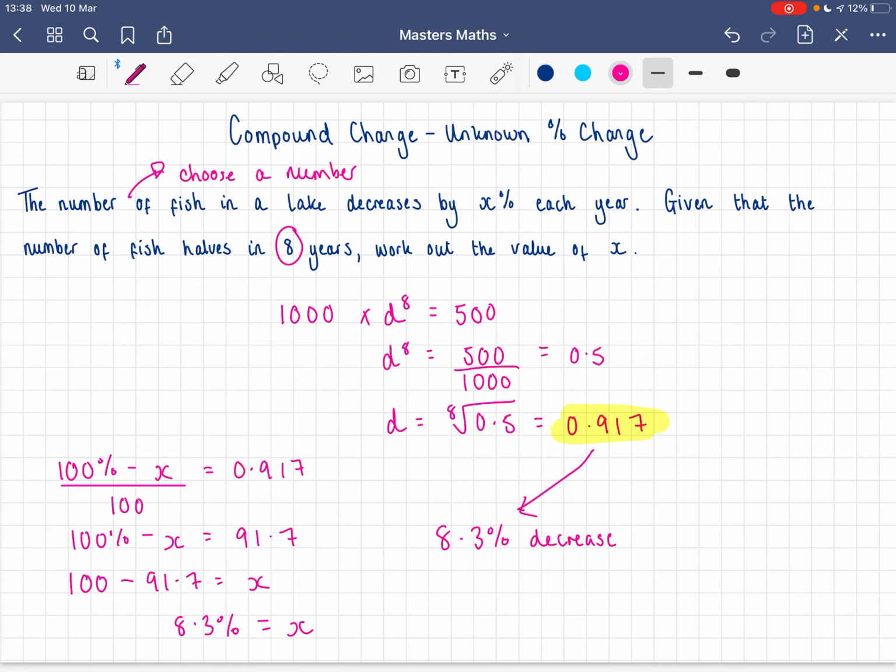Like I said, this is the most difficult part of the compound change, and it doesn't come up an awful lot, but every now and again it will, and you need to be aware of how to manipulate the formula for compound change to be able to work out whatever missing part is missing, whether that is the original or the number of years or the percentage itself. You need to be able to manipulate the formula in a way that you can work out any one of those three things, which is why I've done these 3 videos.